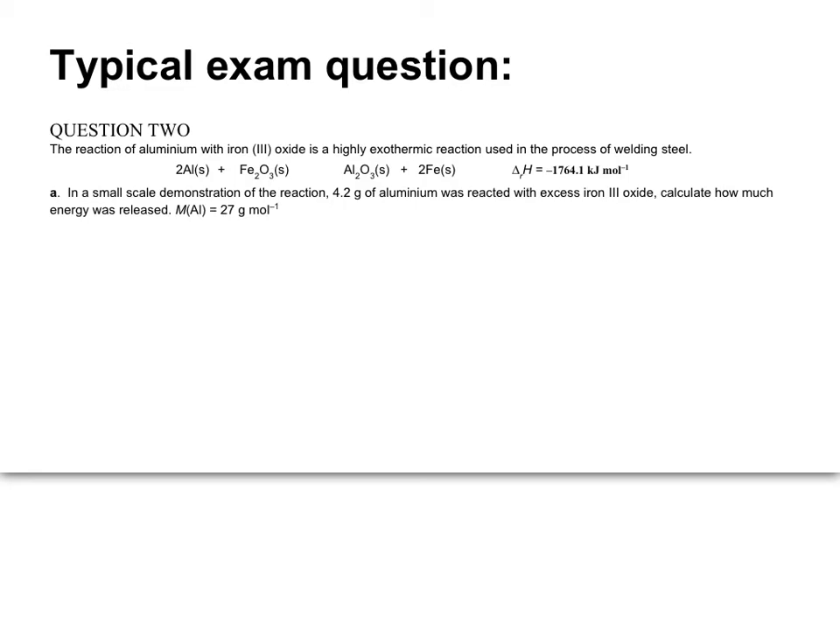Rightio, so here's a typical exam question. We've got a reaction of aluminium with iron oxide, and the reaction's given and supplied and it's already balanced. So we are noticing the mole ratios, like there's 2 moles of this to 1 of this to 1 mole of aluminium oxide to 2 moles of iron. And we're also noticing how much energy is released. We know it's released because it's minus the delta H, which equals exothermic, which means heat is released. So the reaction is telling us 2 moles of aluminium creates 1764.1 kilojoules of energy. We know that from the equation.